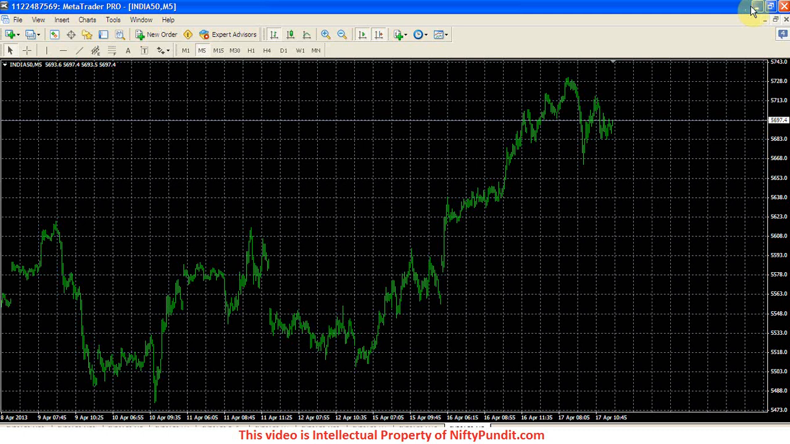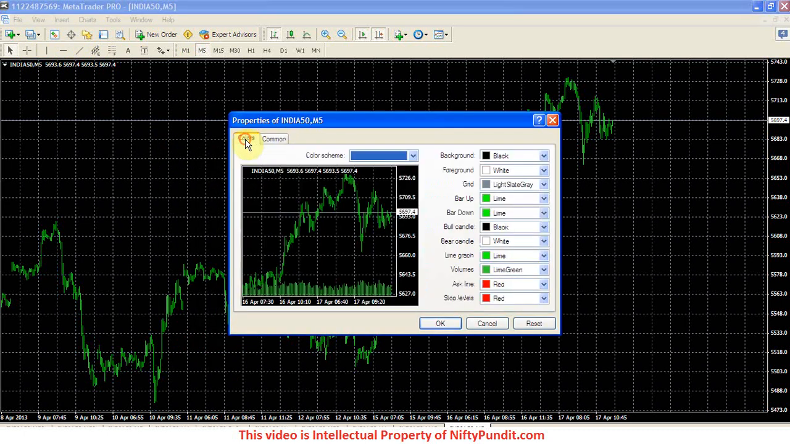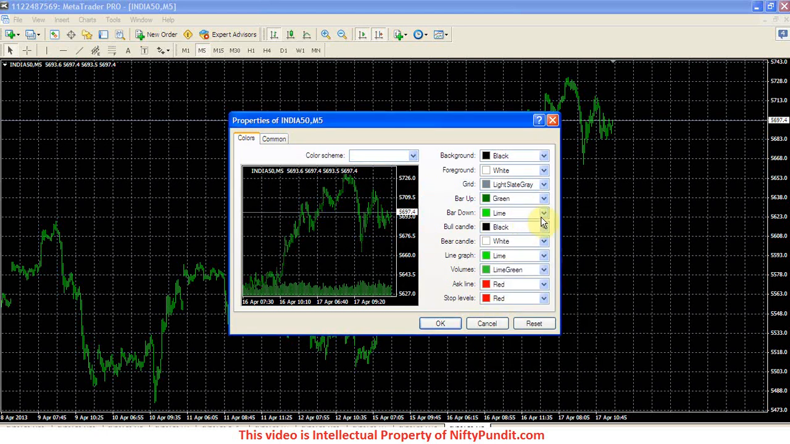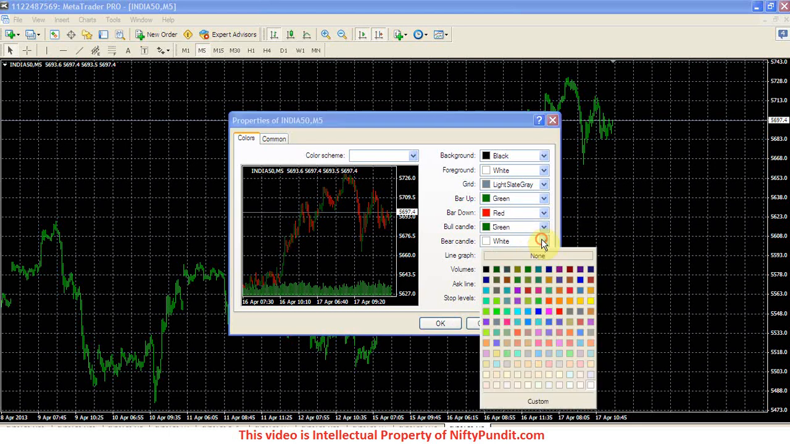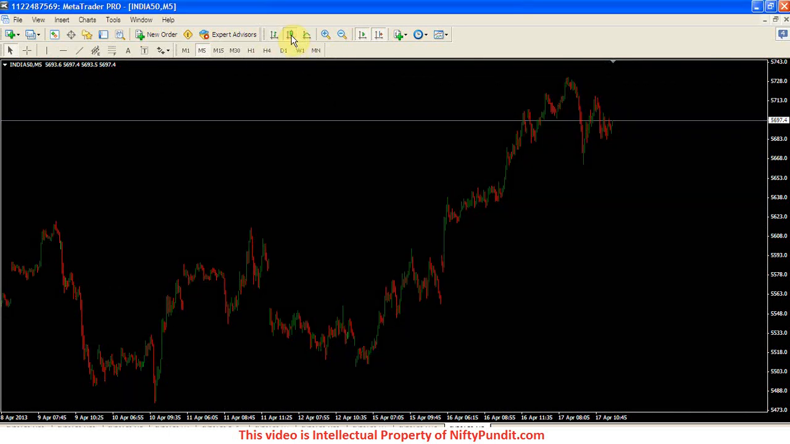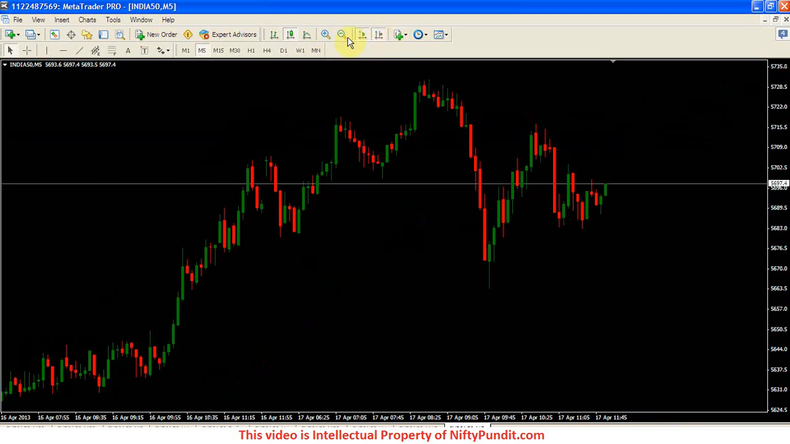Now let's see the settings, how to do it in MetaTrader. So we're going to select the 5 minutes. We're going to set the properties with a visible section, bar up to green, bar down to red, bull candle to green, bear candle to red. Here the chart is going to look like this, and I'm selecting the bar candle. I'm going to zoom in a little bit. Now we're having the system ready.